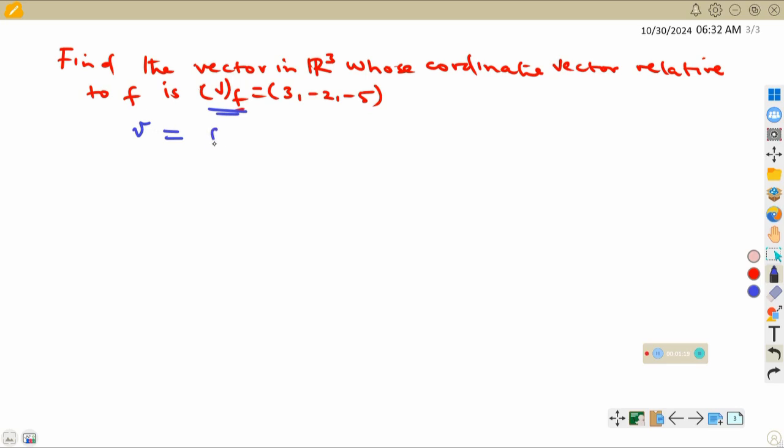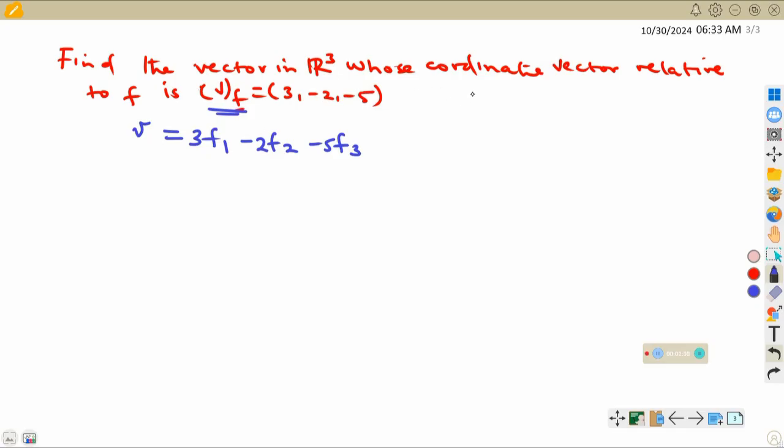And for that case, in f we had f1, f2, and f3, meaning that these here are the scalars. So in other words, this is 3, this is minus 2, and this is minus 5. So these are the scalars that form the coordinate vector of v relative to this f. So when you are given the coordinate vector of v relative to this basis, it means v can be written as a linear combination of the vectors in this basis using these scalars in their order.